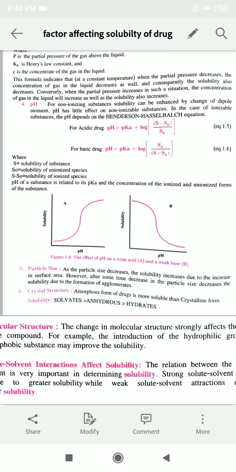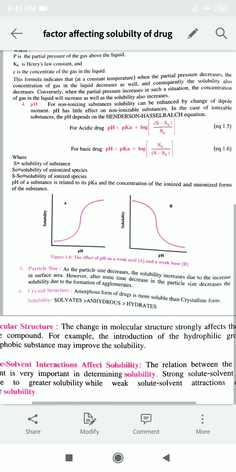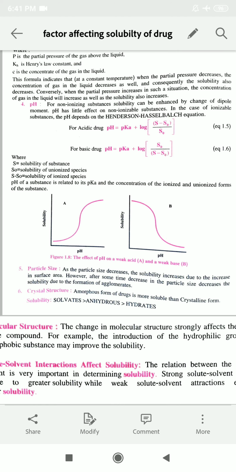Next factor is particle size. As the particle size decreases, solubility will increase. Obviously, smaller particles have a larger surface area, and due to that increase in surface area, the solubility will increase. Next is crystal structure.